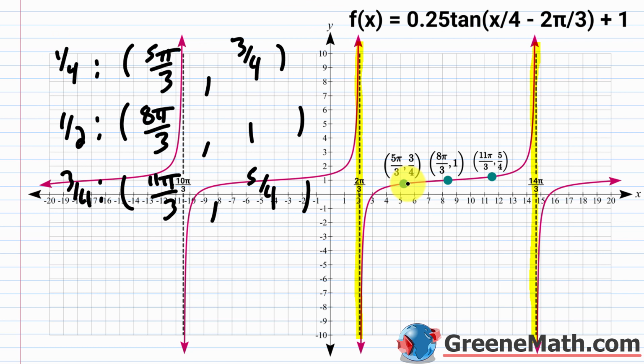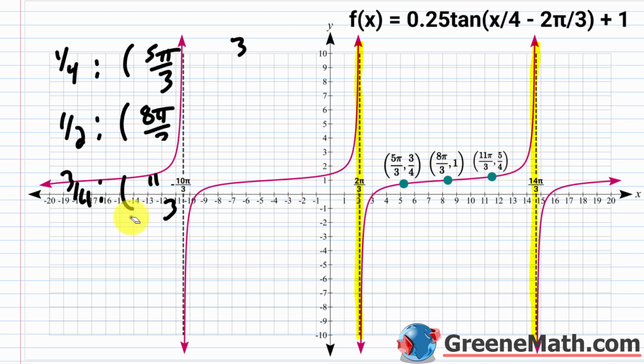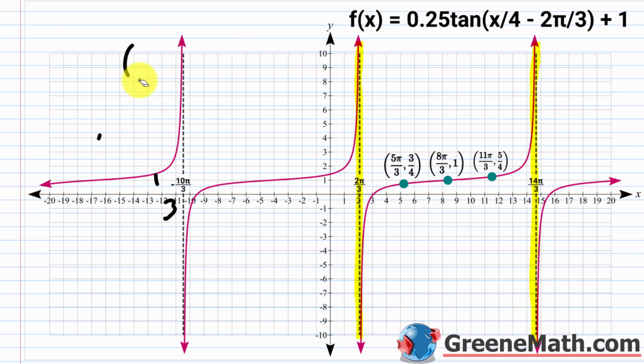So this point right here, you can see it's 5 pi over 3 comma 3/4. Then this point right here is 8 pi over 3 comma 1. And then this point right here is 11 pi over 3 comma 5/4. This is an example of one where you get these 3 points and it would still be hard to draw by hand because you really don't have any guidance here other than I'm going to draw it to where I approach this asymptote, and the same thing goes over here.